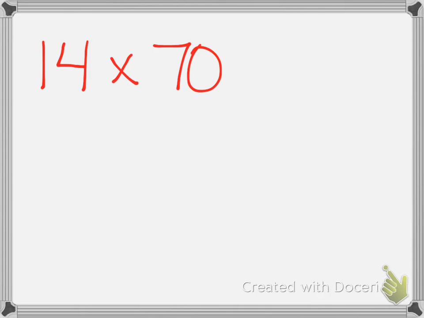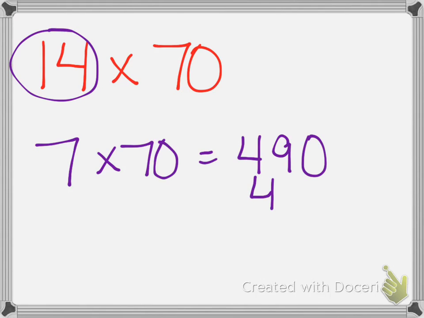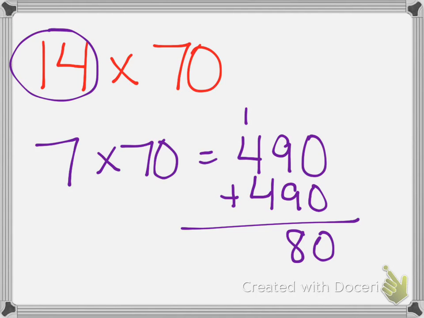Another example in the Go Math book is where they use halving and doubling. So I would take half of 14, which is 7, and then I could times that by 70, which will get me 490, and then you double that. And this is trying to get them ready for mental math or continue with their mental math strategies. So that's another way to do it, halving. Take half of 14, and then you double your product.